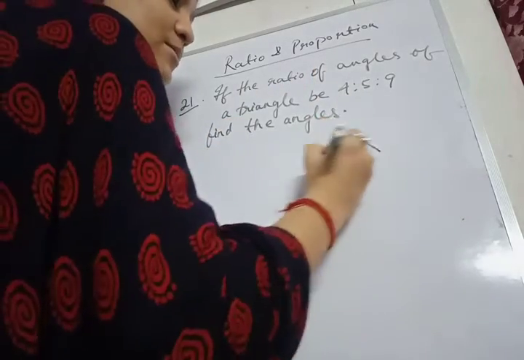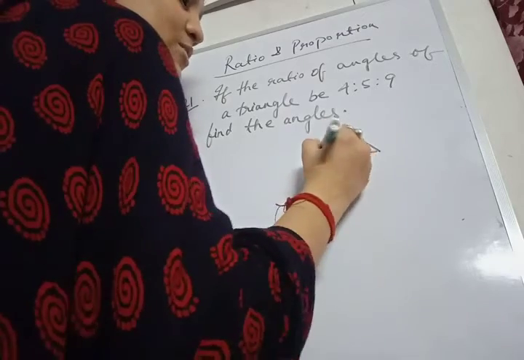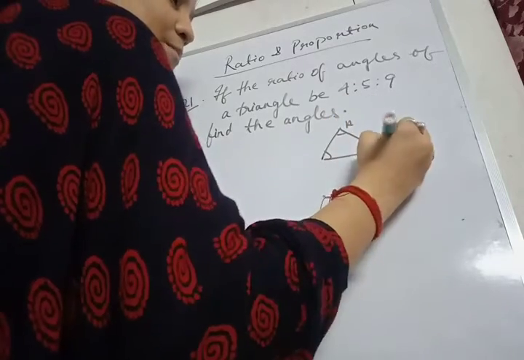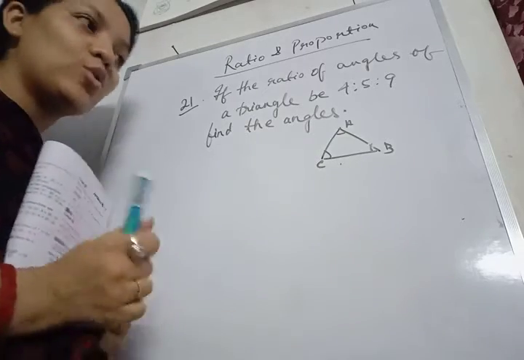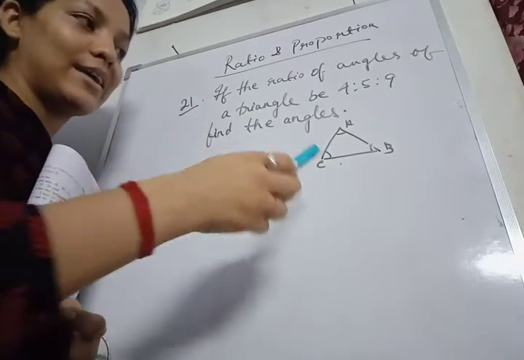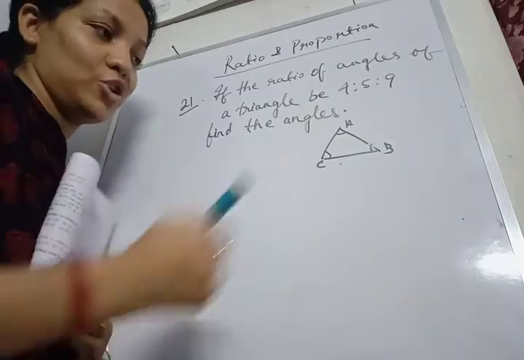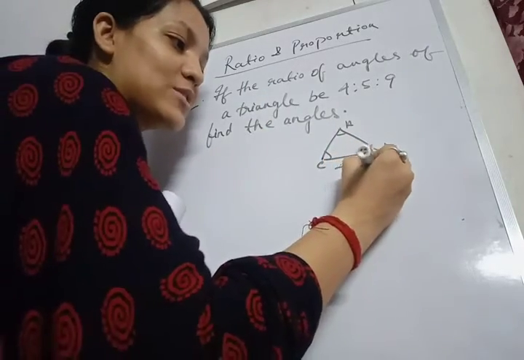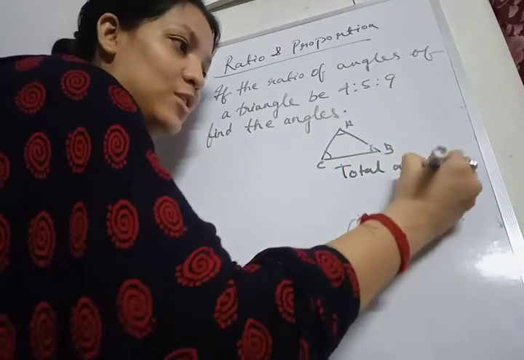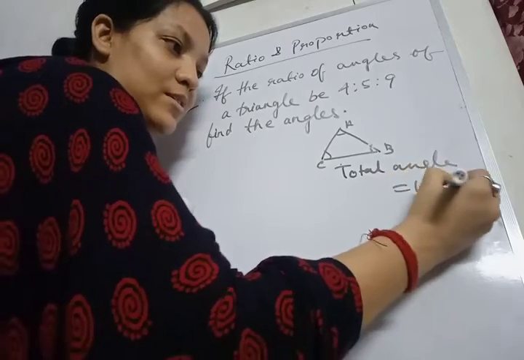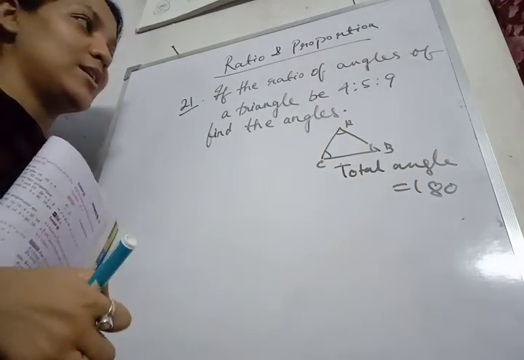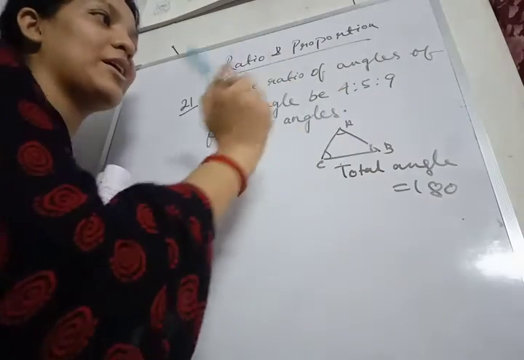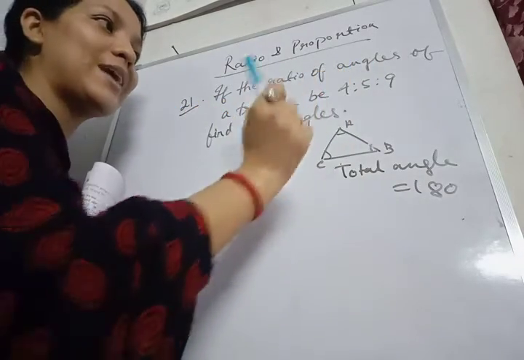Triangle, we know the shape. This is the shape of a triangle. So there are basically 3 angles, A, B, C. Now we know this, that the total angle in a triangle is always equal to 180 degrees. The sum of the angles will always be equal to 180 degrees, right? So here ratios are given, ratios of the angles of a triangle.